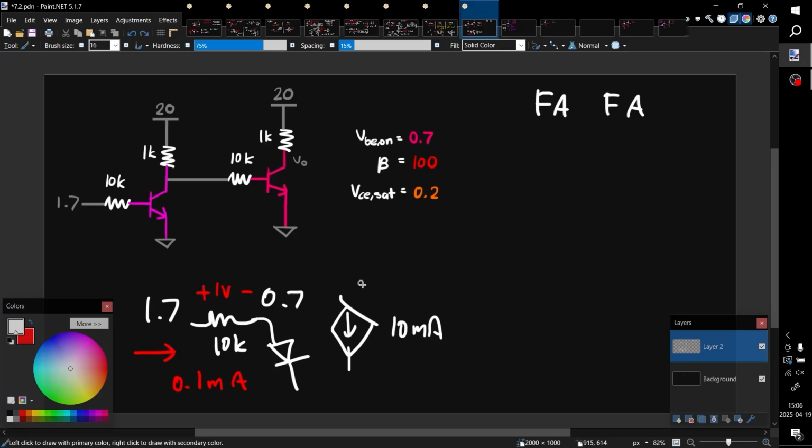And then we have the voltage across this one. So that is 1K, 20, and then we also said that this is forward active, right? So this is another 0.7 here. So this is where we want to do nodal analysis.